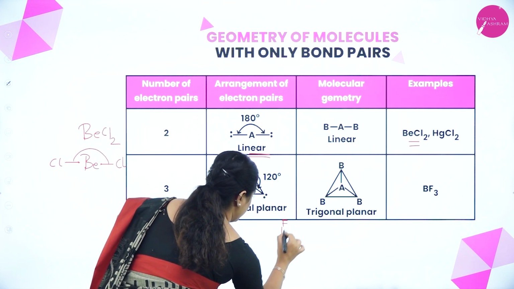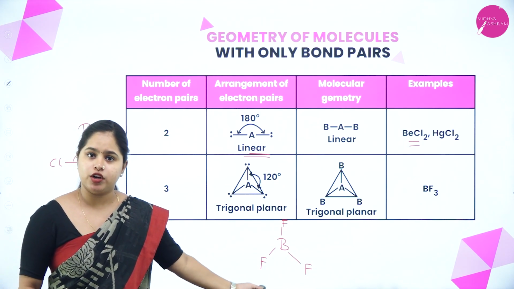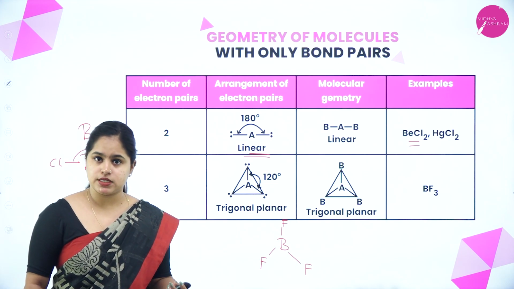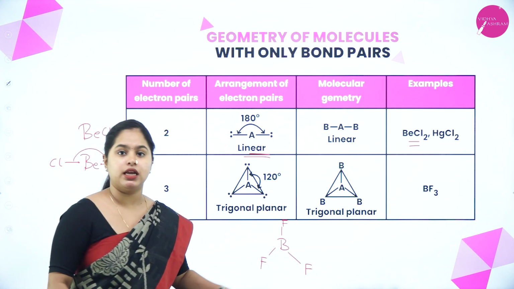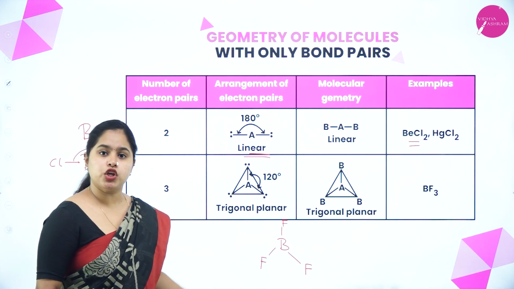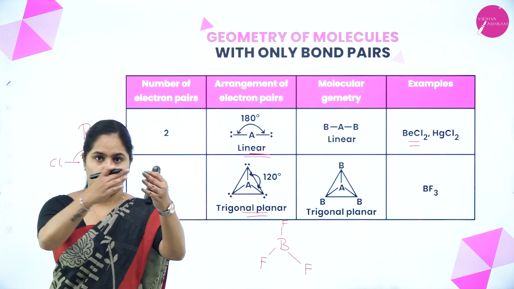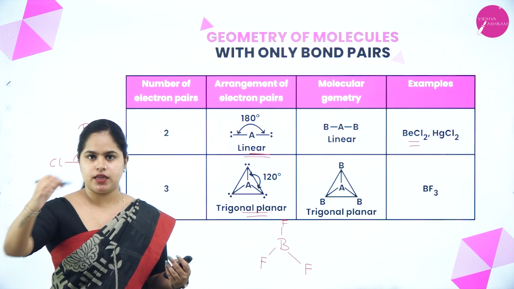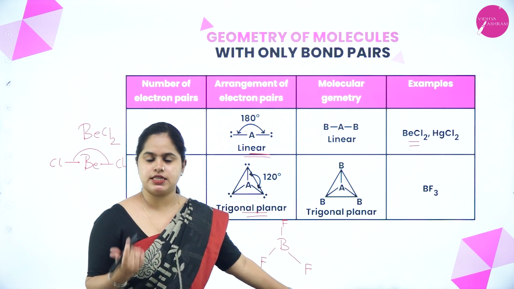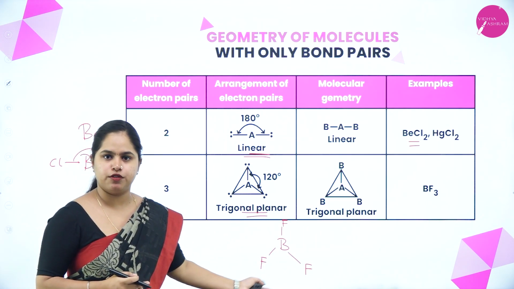B, with 1 F here, 1 F here, and 1 F here. In this case also, are there any lone pairs? No. And how many electron pairs are there? Only bond pairs, so 1, 2 and 3. 3 electron pairs are there. So if there are 3 electron pairs, the molecule tends to obtain a trigonal planar shape. All the 3 bonds will be in the same plane in a triangle shape. Hence, trigonal planar geometry, and the shape will also be the same, as I said, since there are only bond pairs. Clear for the BF3 molecule?